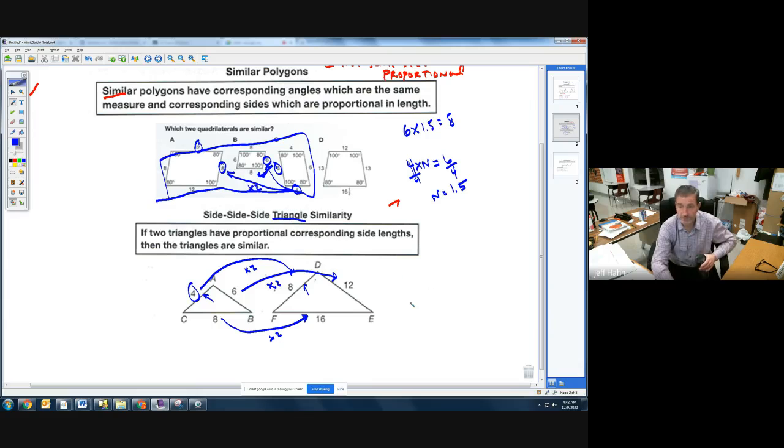Now, if you remember, our little symbol for congruence was that equal sign and that little wavy thing. If you're talking about similar, this is what similar looks like. The similar mark is without the equal sign. It's just that little wavy thing. Triangle ABC is similar to triangle DEF. Now let's go on to some more exciting things.